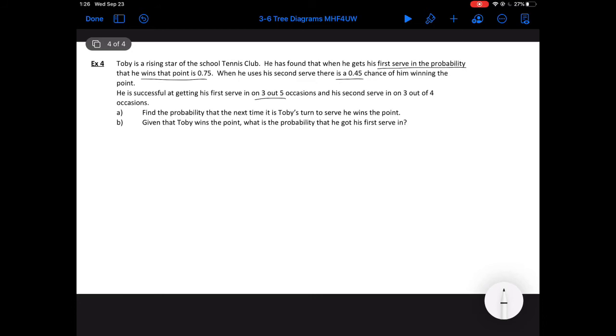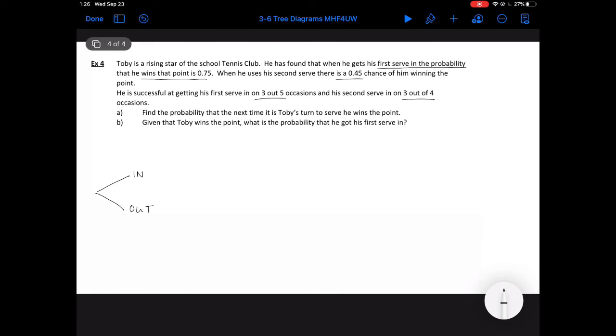He is successful at getting his first serve in on 3 out of 5 occasions and his second serve in on 3 out of 4. So we're looking for the probability that the next time it's Toby's turn, he wins the point. And given that he wins the point, what is the probability that he got his first serve in? So let's set up a tree diagram for the situation.